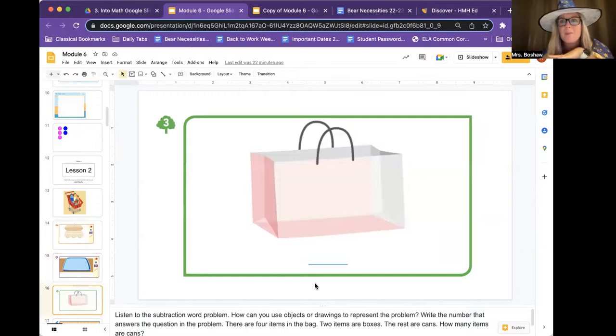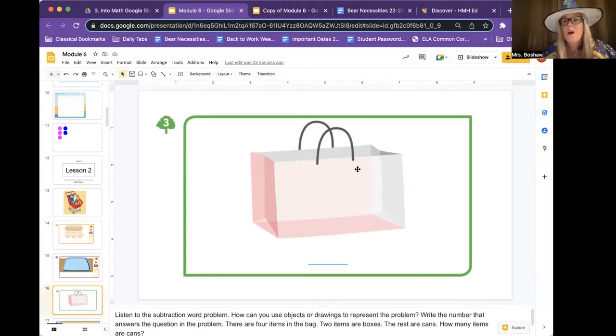Okay, here's problem number 3. Listen to the subtraction word problem. How can you use objects or drawings to represent the problem? Write the number that answers the question. Remember, we're answering the question in the problem. There are 4 items in a bag. 2 items are boxes. The rest are cans. How many items are cans?